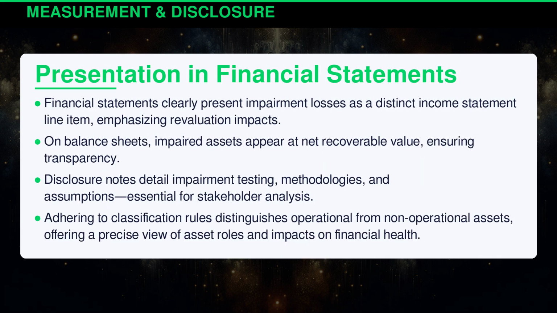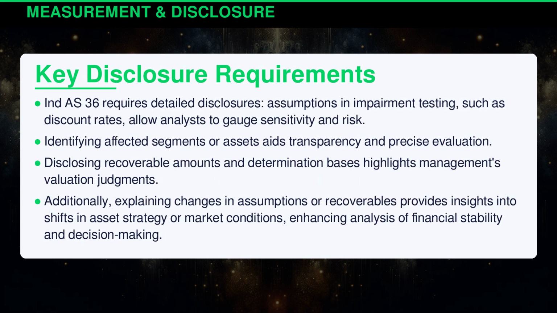Financial statements clearly present impairment losses as a distinct income statement line item, emphasizing revaluation impacts. On balance sheets, impaired assets appear at net recoverable value, ensuring transparency. Disclosure notes detail impairment testing, methodologies, and assumptions, essential for stakeholder analysis. Adhering to classification rules distinguishes operational from non-operational assets, offering a precise view of asset roles and impacts on financial health. Indian Accounting Standard 36 requires detailed disclosures.